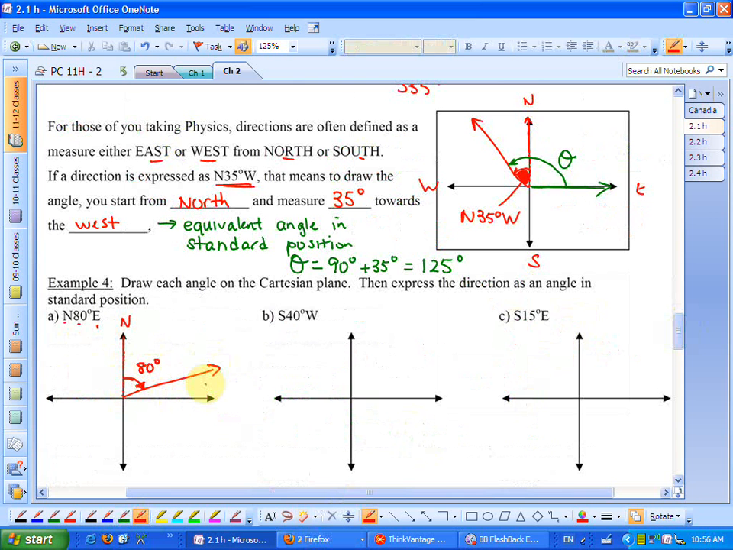Okay? So this angle here that I'm going to highlight in red once again is north of 80 degrees east. And now what would the standard position angle be then? Yeah, it's just here's your terminal arm, here's your initial arm, there's my theta, it equals 10 degrees. Okay, try B and C please, on your own.